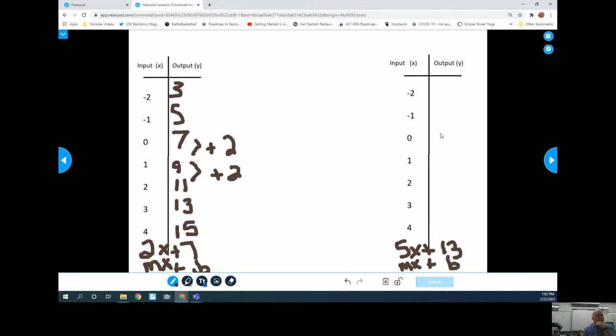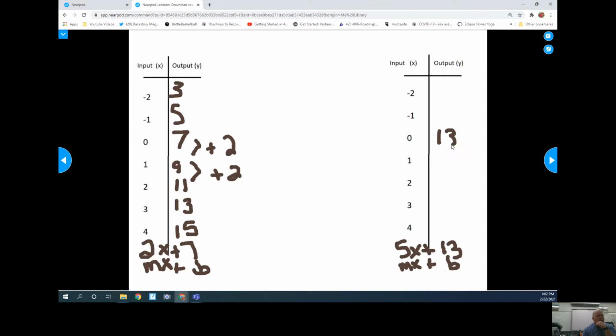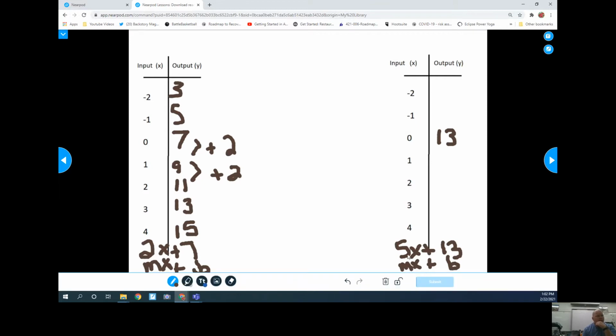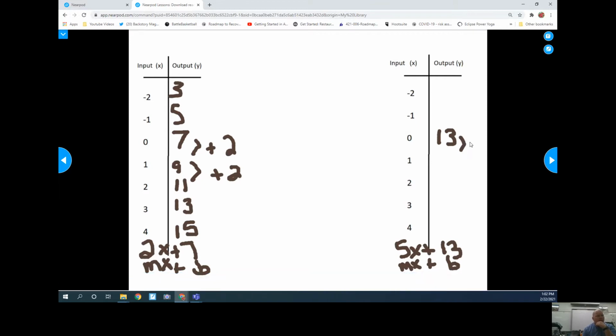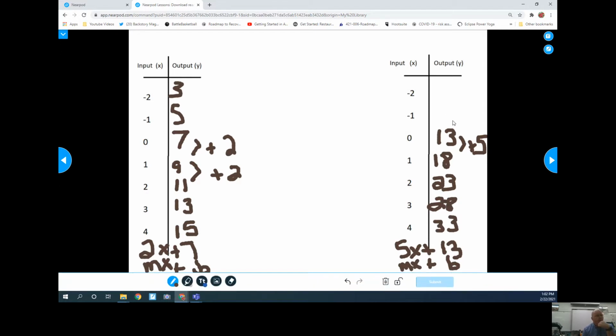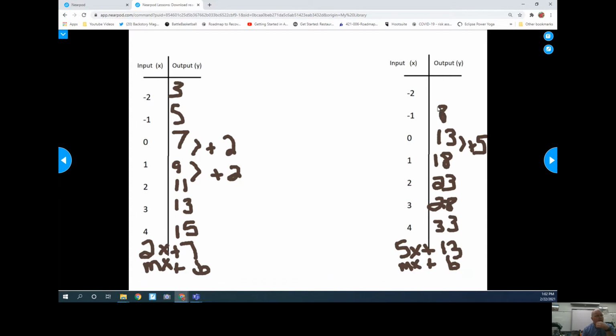Go to where x is 0, and I can plug in my 13. And then my pattern is plus 5. So every time I move now, I'm going to go plus 5. So this would be 18, 23, 28, 33. If I wanted to go backwards, I could say what plus 5 is 13. Well, that would be 8.